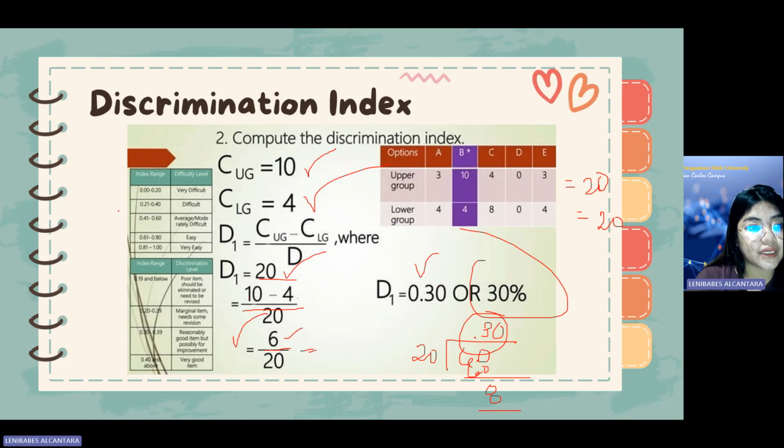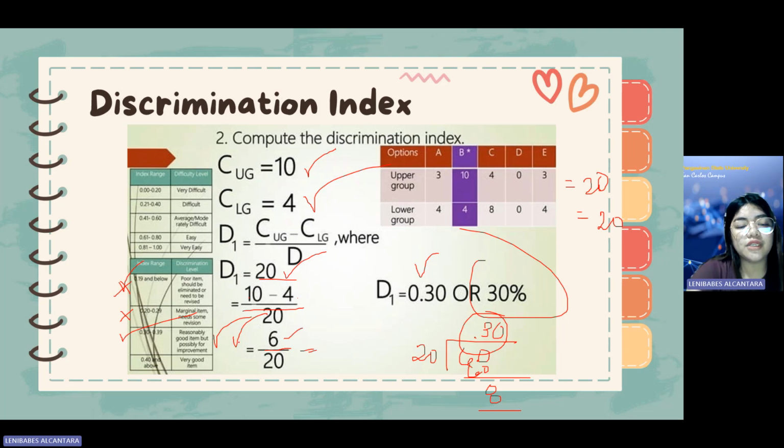Huwag niyong titignan tong 0.30 sa table ng difficulty index kasi iba yun. Kung ano yung sagot niyo sa discrimination index, tingnan niyo yun sa discrimination table. Okay? Or discrimination level. So 0.30 yan. Saan kaya siya? Ito, 0.19 and below? Hindi, di ba? 0.30 yan. 0.20 to 0.29? Hindi rin. Okay? No. No. 0.30, sakto. Ibig sabihin, yung item ay reasonably good item but possibly for improvement.